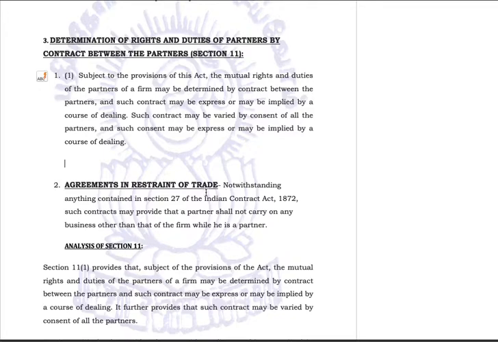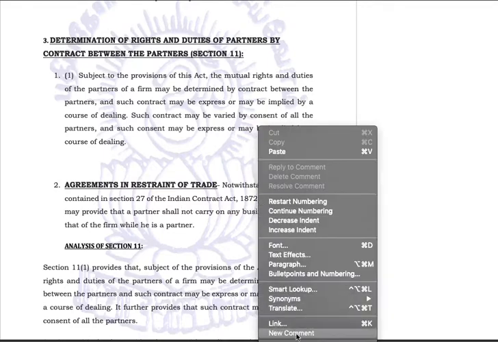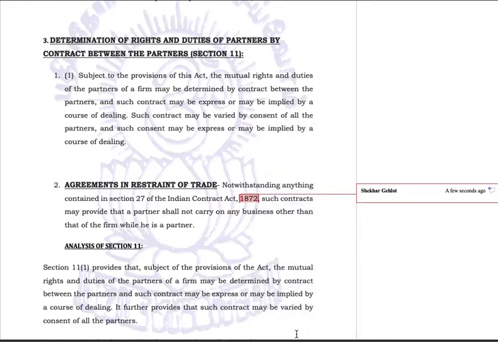Agreements and restraint of trade. Notwithstanding anything contained in Section 27 of the Indian Contract Act 1872, such contracts may provide that a partner shall not carry on business other than that of the firm while he is a partner. Now, Section 27 of the Indian Contract Act. ICA is Indian Contract Act here.